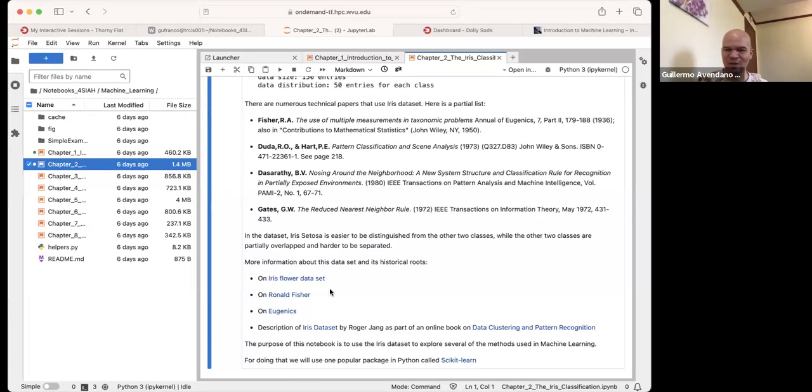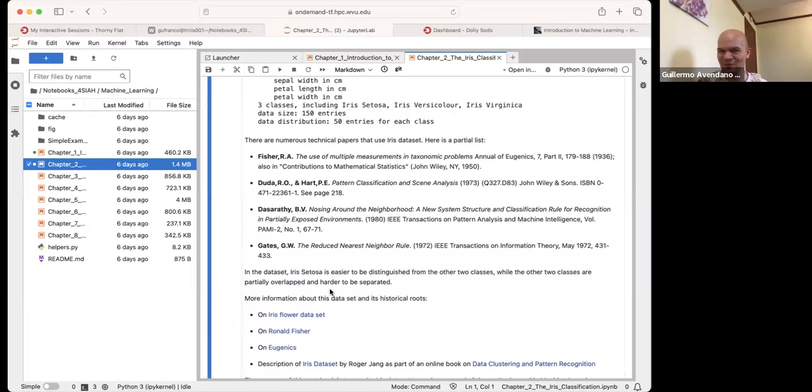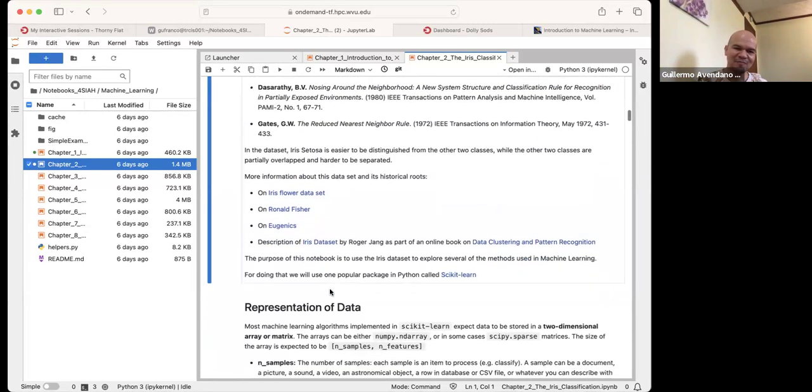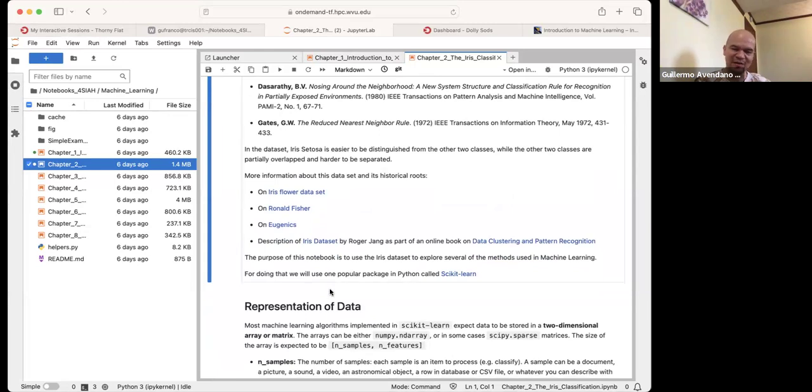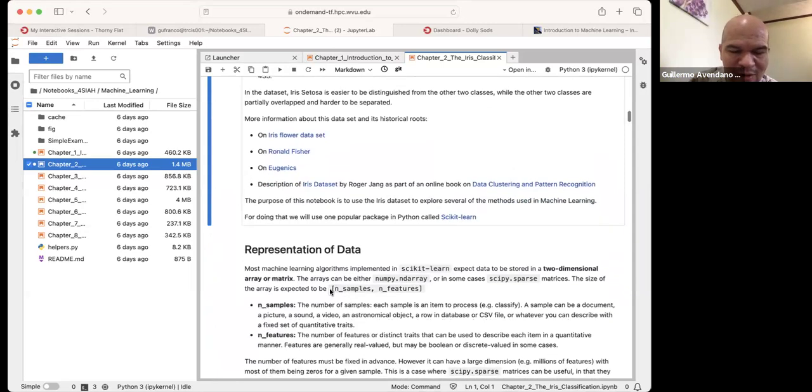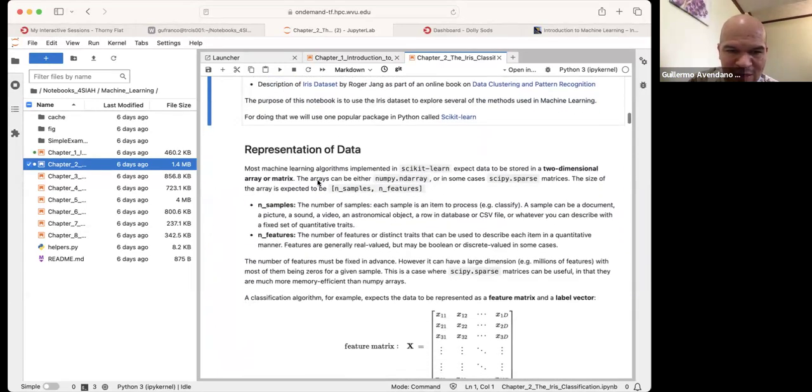If you go to Wikipedia, they will make a longer description of the origins of this data set and the connections to eugenics, and what we consider a humanly applied selection to justify society behavior. Okay, representation of data.